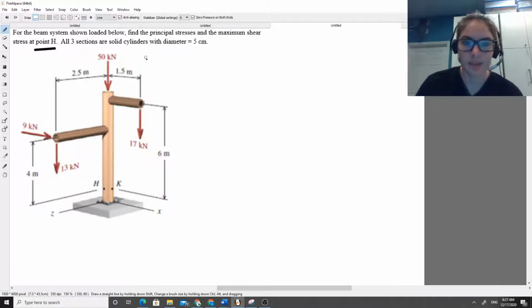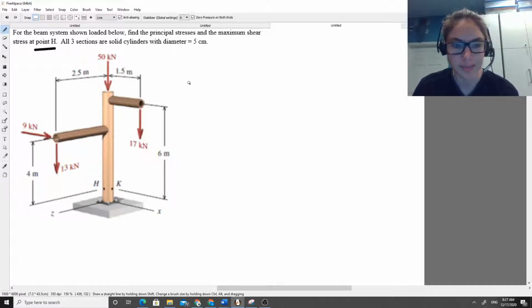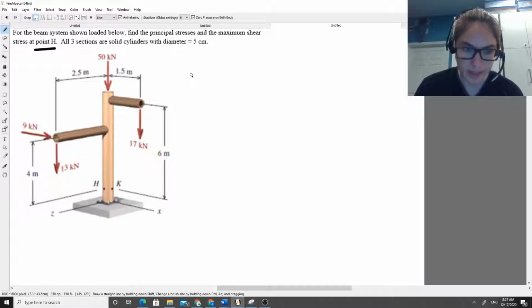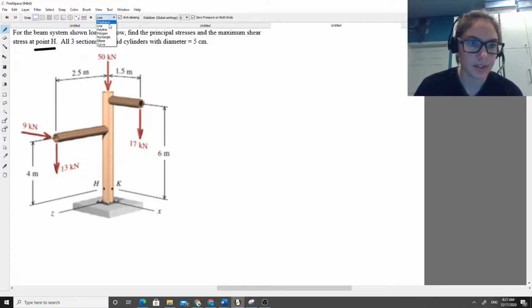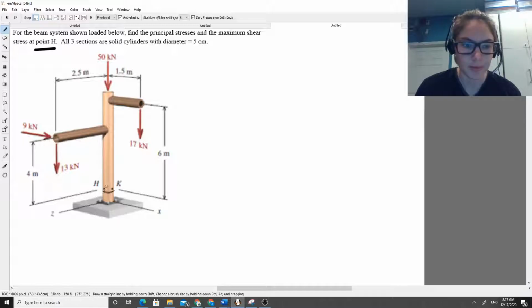In order to find the principal stresses and the max shear stress, specifically at point H, what we need to do first is figure out the reaction forces and reaction moments that are occurring at the cut plane of point H. So if I say this is the cut plane, right? That's the cut plane. If we figure out all of the reaction forces and the moments that occur there, we can then look at how each one creates a stress at that point.